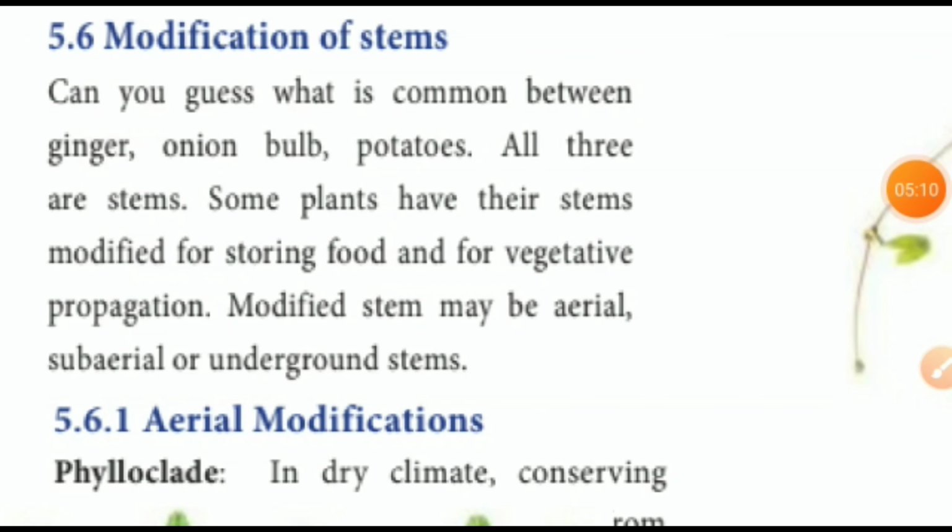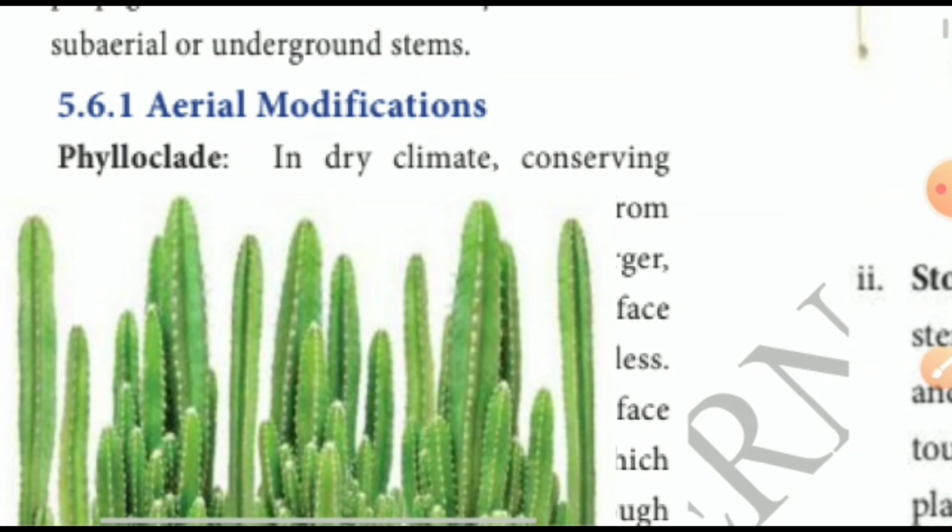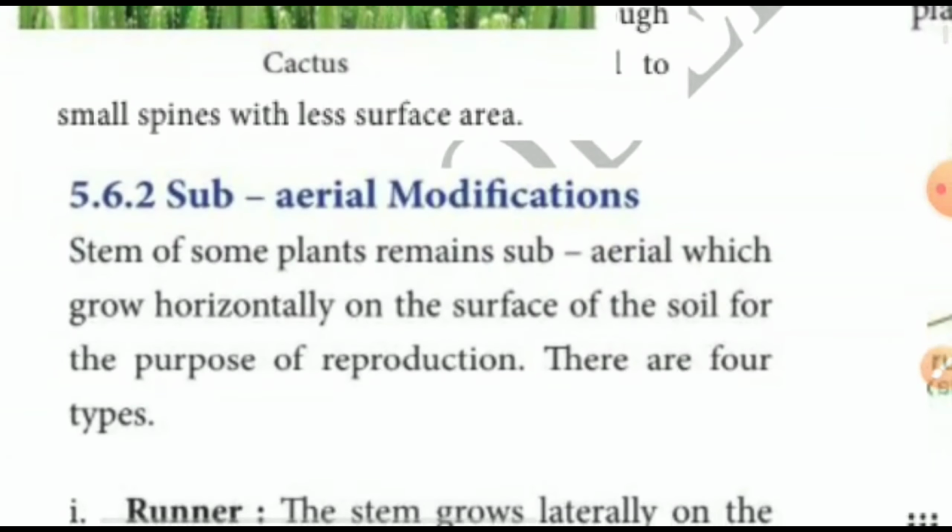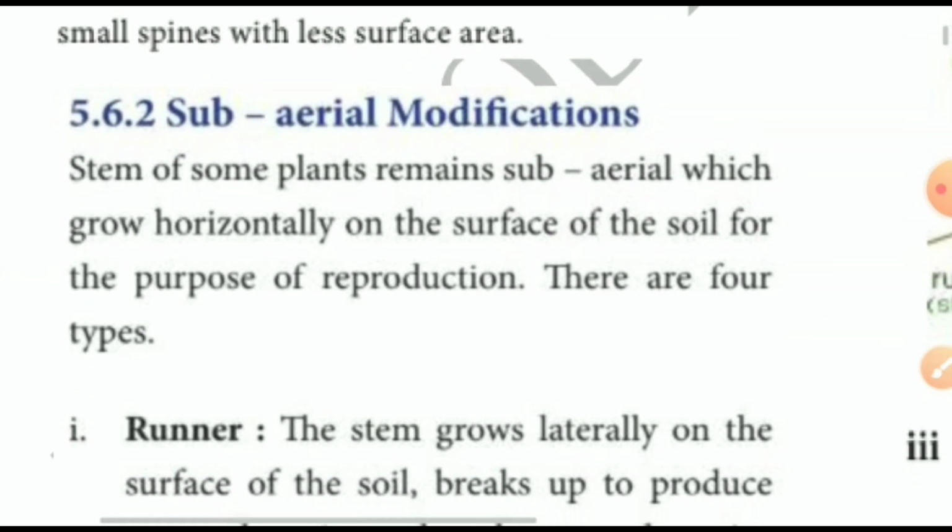Modification of stems. What is the common? Ginger, onion bulb, potatoes. All three are stems only. The stem may be aerial, subaerial or underground stems. First, aerial modification. Phylloclade means that one stem part is modified into spines. Example, cactus.